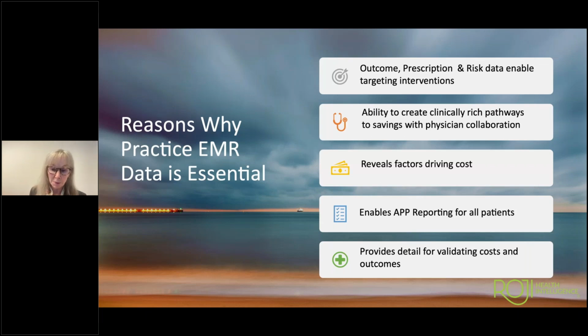They enable APP reporting for all patients. So you can do a lot more. You can do all patient reporting if you are collecting quality data for all the patients in the EHR. And it provides a detail for validating your costs and outcomes in the future.